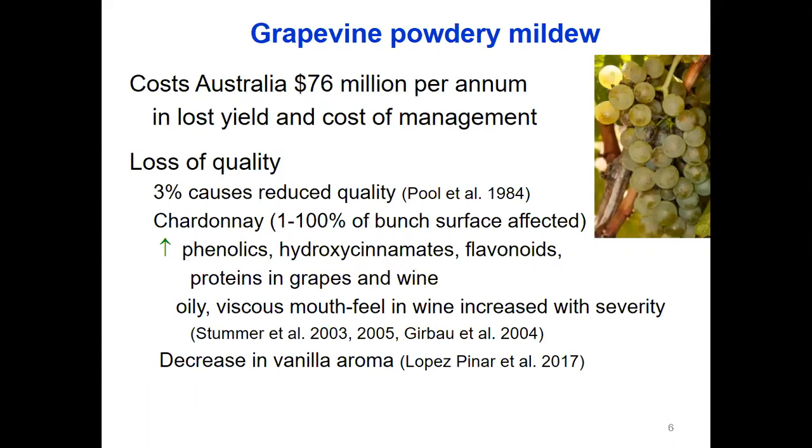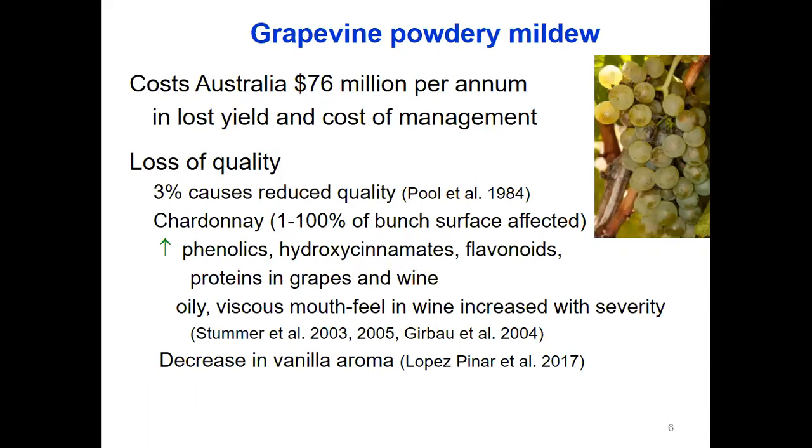Powdery mildew causes loss of quality. Research done in New York State in the early 1980s suggested that as little as 3% disease could cause reduced quality, but there wasn't much data on quality published in this paper.